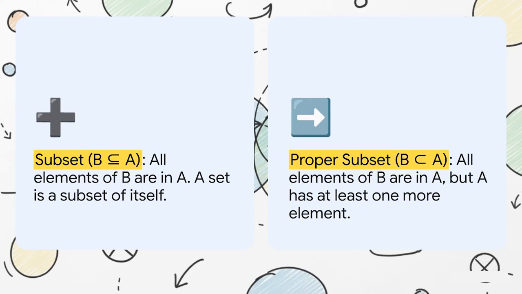Okay, this is where it gets really useful, seeing how sets relate to each other. If every single element of set B is also inside of set A, we say B is a subset of A. Think of it like this. The set of corgis is a subset of the set of all dogs. Makes sense, right? But for it to be a proper subset, set A needs to have everything B has, plus at least one extra thing. So corgis is a proper subset of all dogs because the dog set also has poodles and terriers and so on. A proper subset is always smaller than the set it's in.